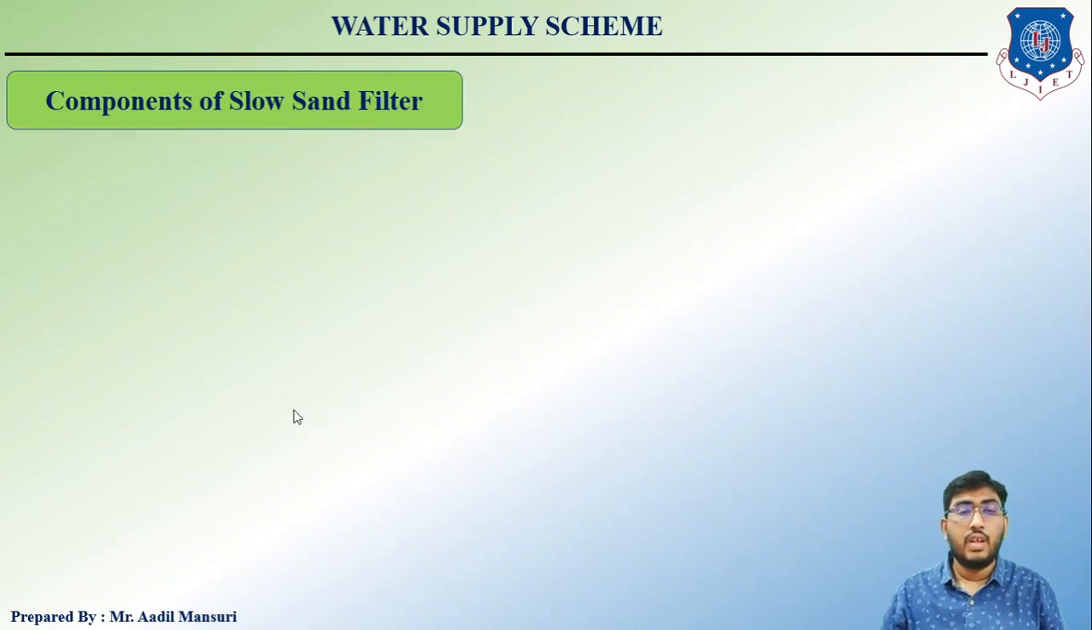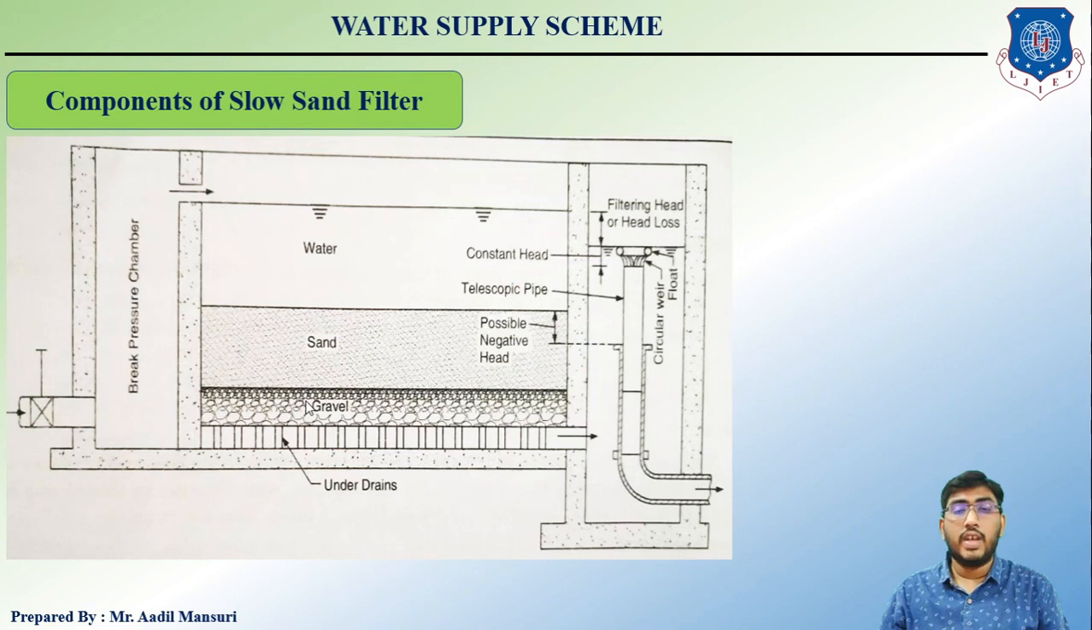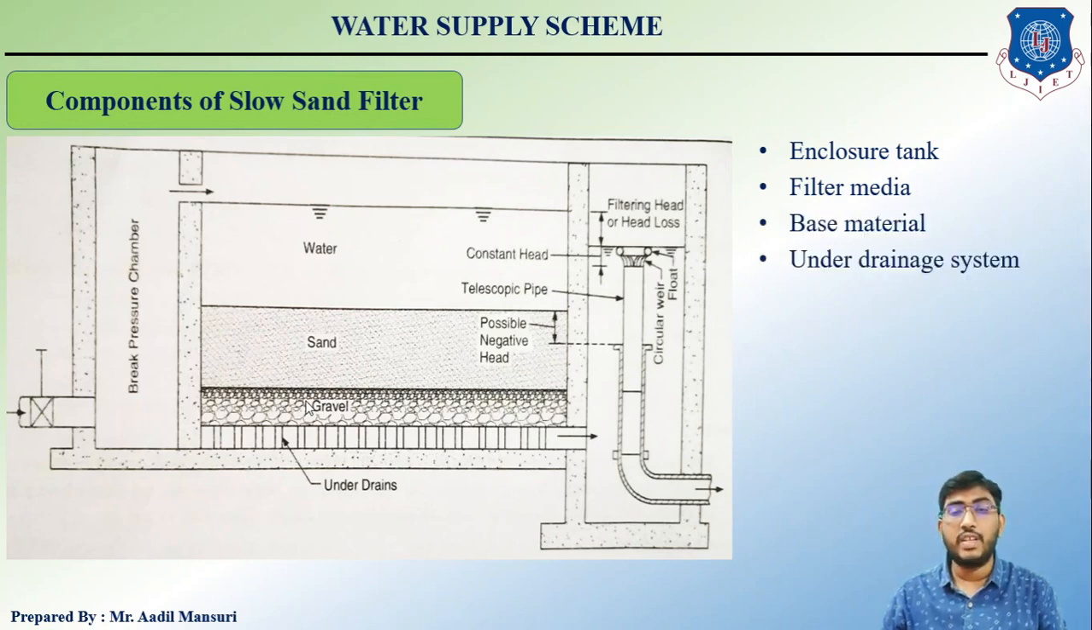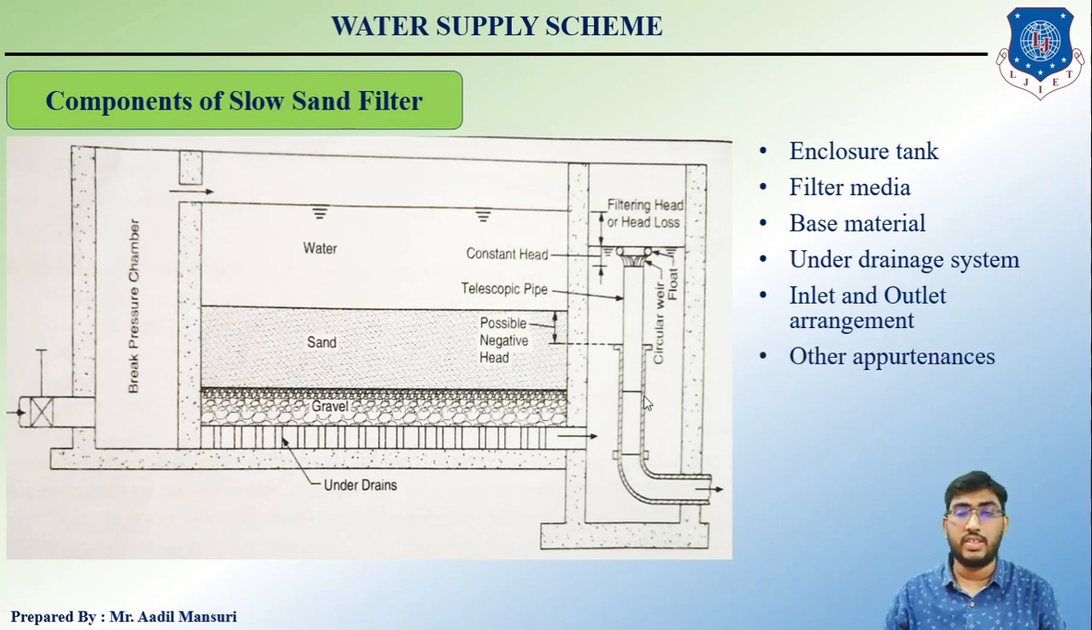Now let's talk about the components of a slow sand filter. As you can see, the components of a slow sand filter include the enclosure tank, filter media, base material, under drainage system, inlet and outlet arrangement, and other appurtenances.